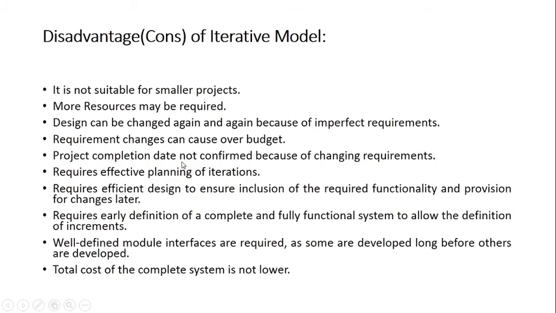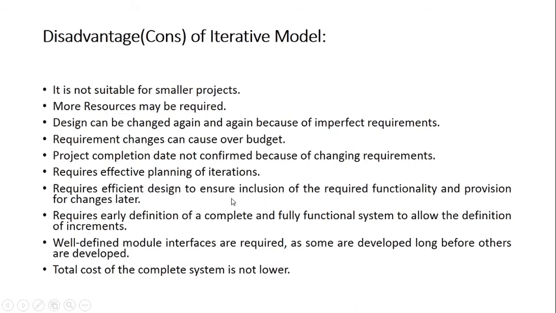Project completion date is not confirmed because of changing requirements. It might take, say, 10 iterations also. It might get completed in 50 iterations also. It might take n number of iterations, that depends. It requires effective planning of iterations. Iterations are something which have to be planned properly, and you carry out the task and deliver each iteration in time.